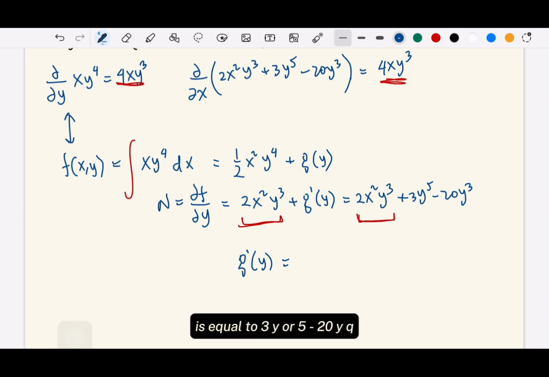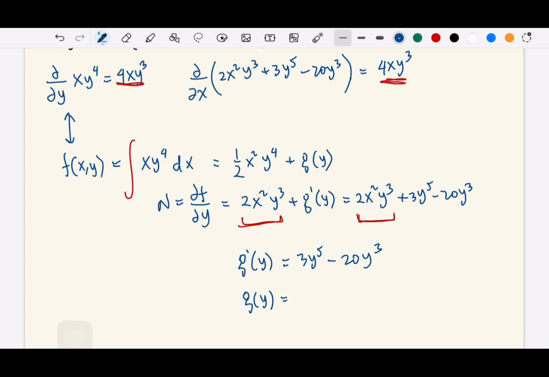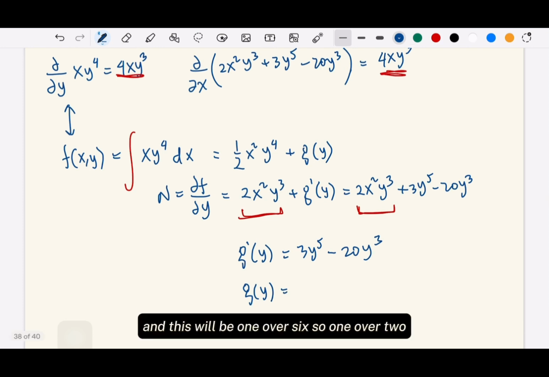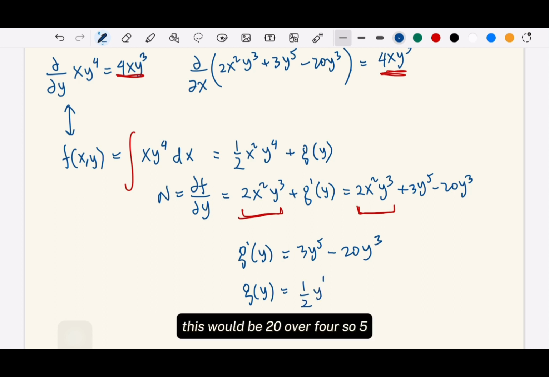So we say that g prime y is equal to 3y to the power of 5 minus 20y cubed. And then we take the integration. And this will be 1 over 6, so 1 over 2. This would be 20 over 4, so 5.